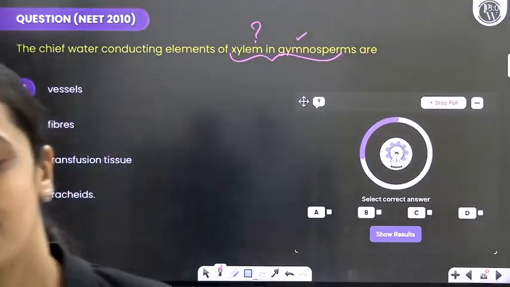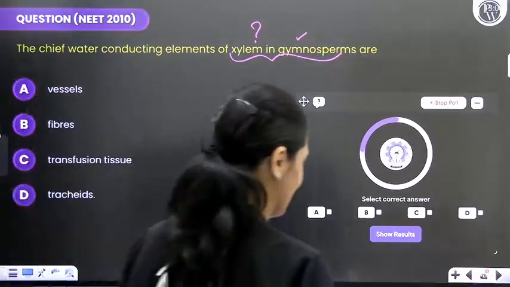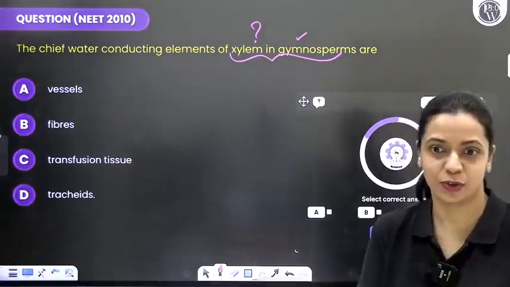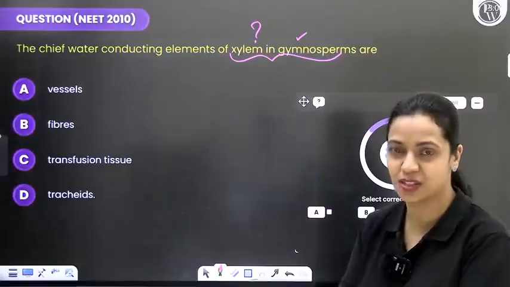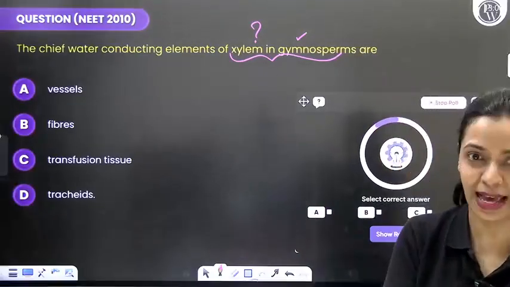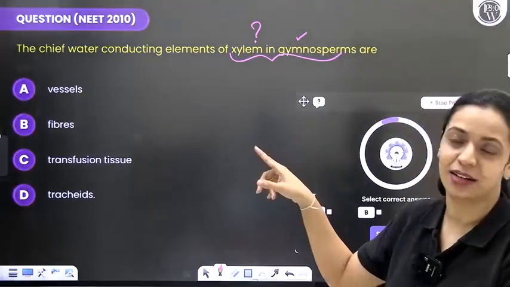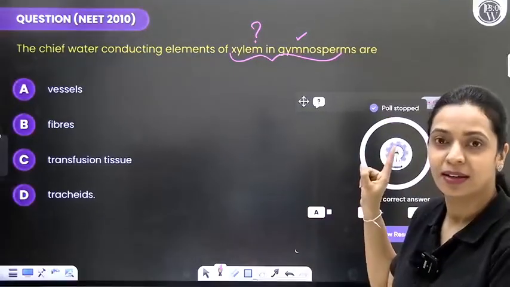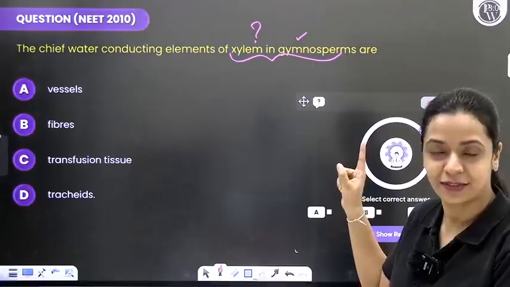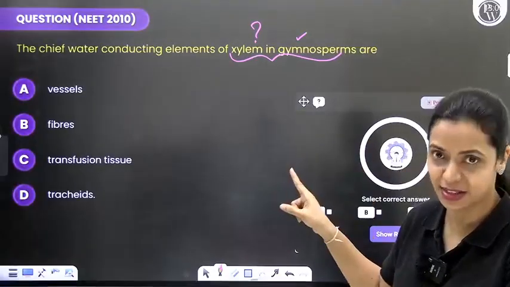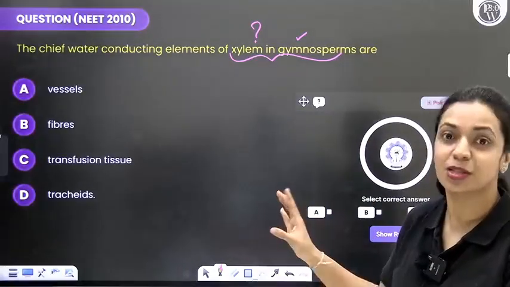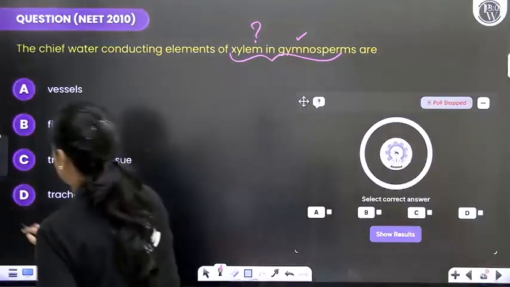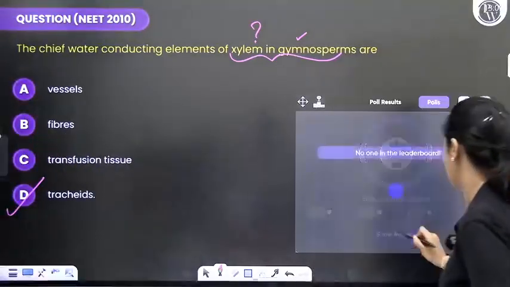I told you many times that wherever something is absent is given, you have to pay attention to it. We saw a question previously where they had asked about what gymnosperms lack. Now you're talking about something gymnosperms lack. We learned that gymnosperms lack vessels. So obviously through vessels, transport will not happen. It will happen through tracheids itself, right? So again, it's based on that. Option D is the correct answer here.